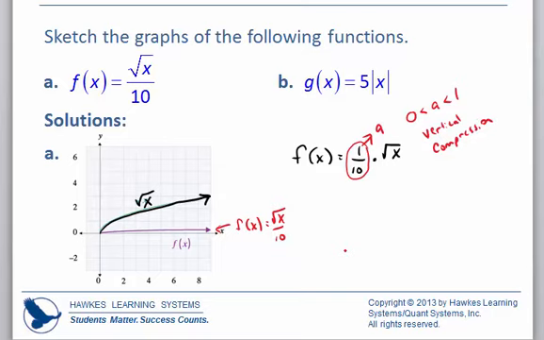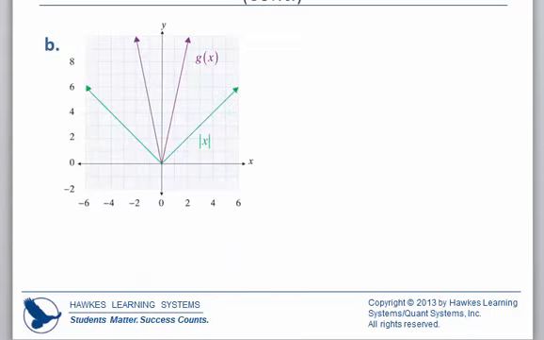So let's look at part B. Part B says g of x is equal to 5 times the absolute value of x. And so again, you can recognize that the 5 is the a value, that it is most definitely greater than 1, which means that you should have a vertical stretch on your graph.